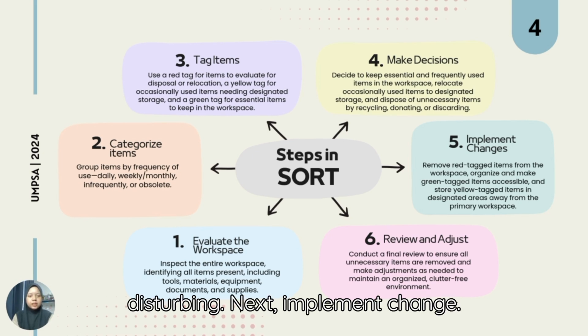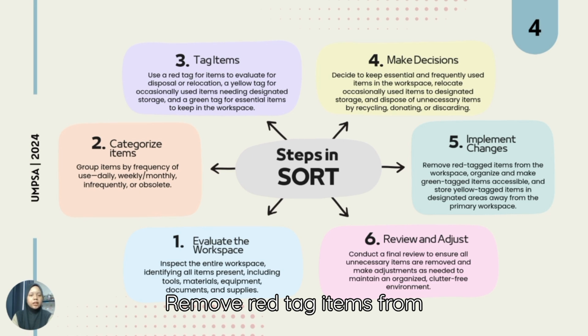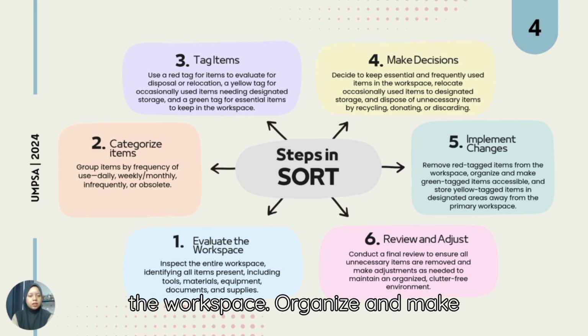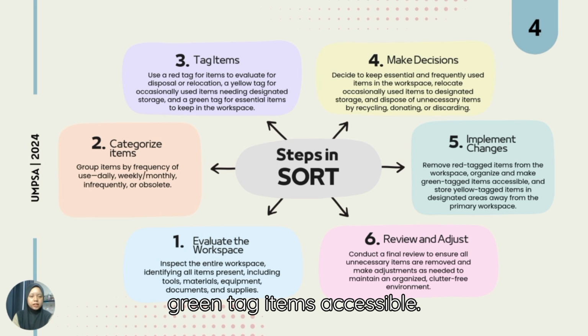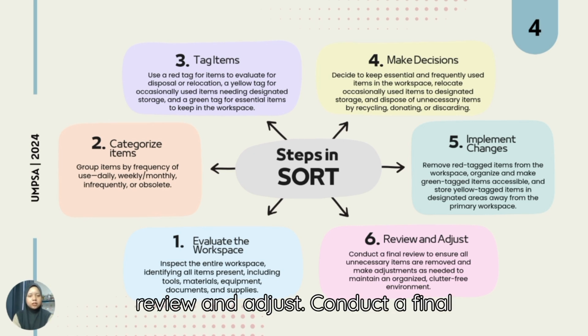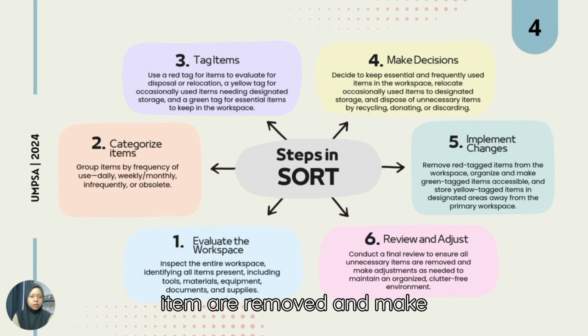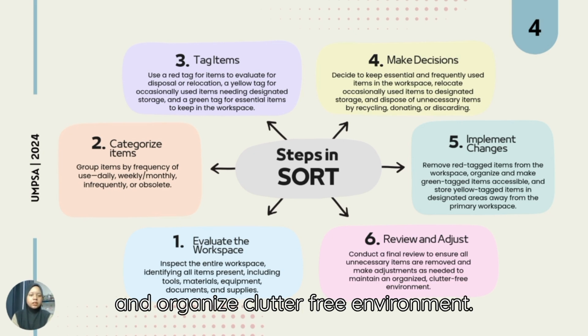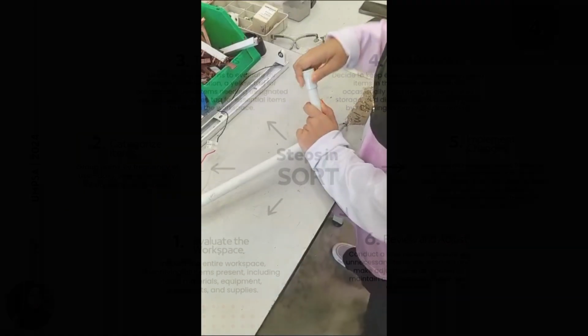Next, implement change. Remove red tag items from the workspace. Organize and make green tag items accessible. And store yellow tag items in designated areas away from the primary workspace. Lastly, review and adjust. Conduct a final review to ensure all unnecessary items are removed and make adjustments as needed to maintain an organized, clutter-free environment.